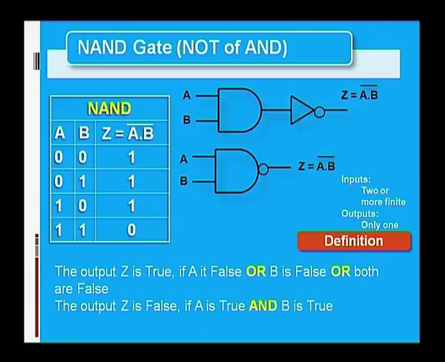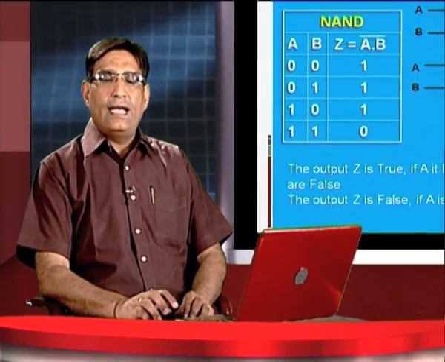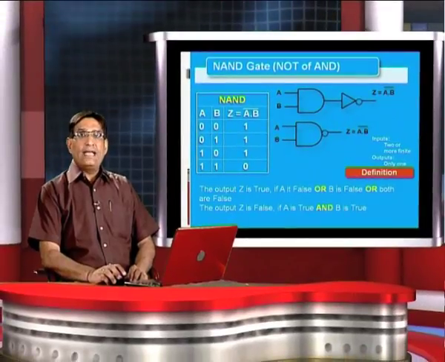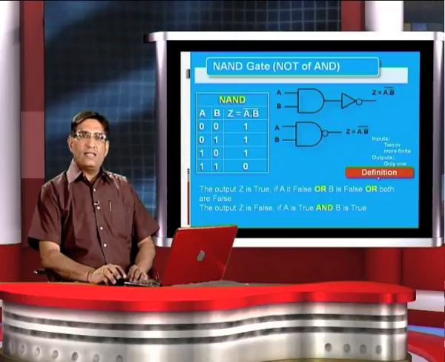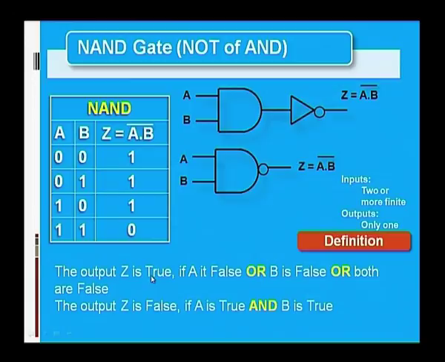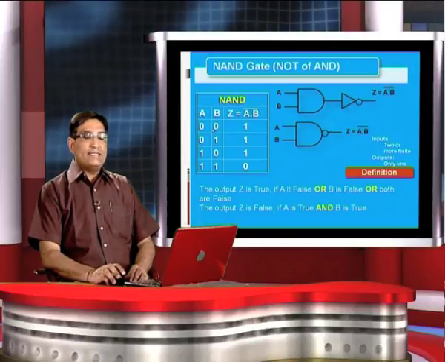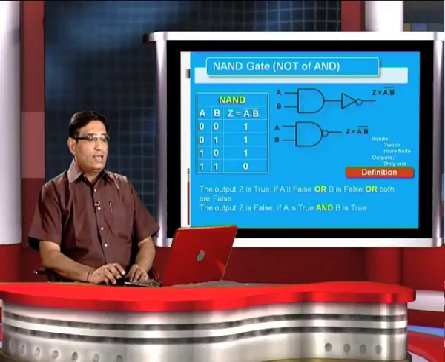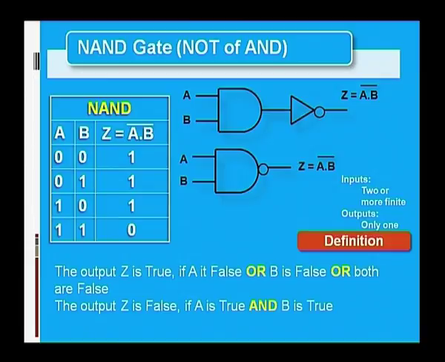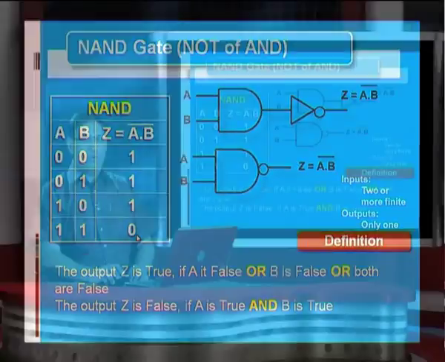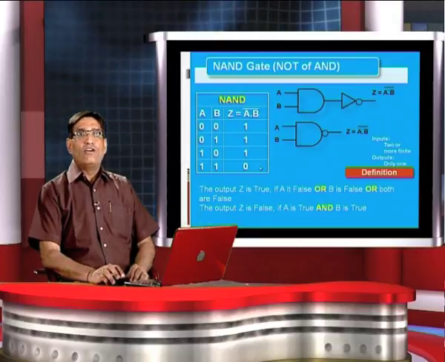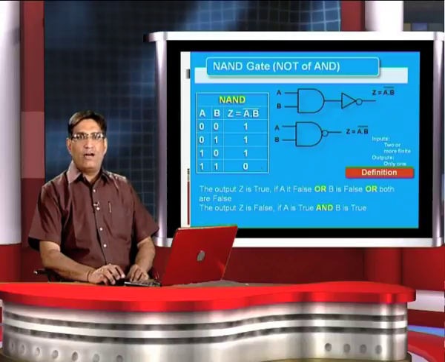Again we have to note one important thing, that a NAND gate has a minimum of 2 inputs and the maximum number of inputs can be some finite value, and it has only one output. Now the two definitions of the NAND gate are: the output Z is true if A is false or B is false or both are false. The second definition says the output Z is false if A is true and B is true. From the truth table, 0 dot 0 is 0, then in NAND it becomes 1. If 0 dot 1 is 0, then in NAND it becomes 1. Similarly 1 dot 0 in NAND produces 1 and (1 dot 1) bar produces a 0. That means a NAND table is just the complement of the AND table. We replace all the output zeros by ones and vice versa.